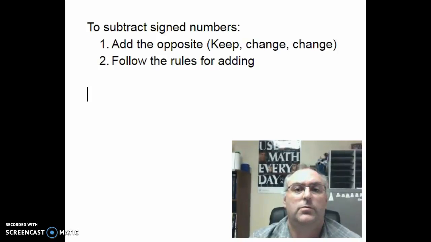So to subtract signed numbers, you add the opposite. Some of you might have heard this before as keep, change, change. Because remember what we did was we kept the first integer just as it was. We changed the subtraction into addition, and then we changed the sign on the second number. If it was positive, we changed it to negative. If it was already negative, we changed it to positive.